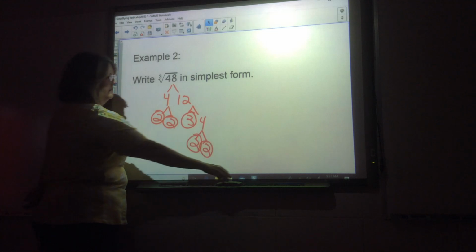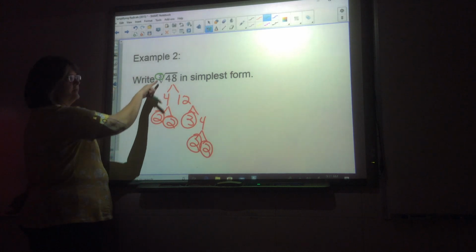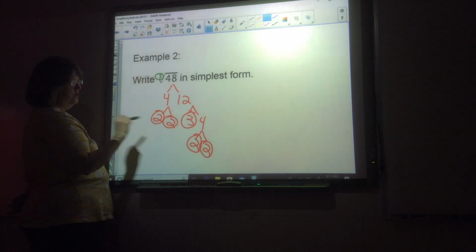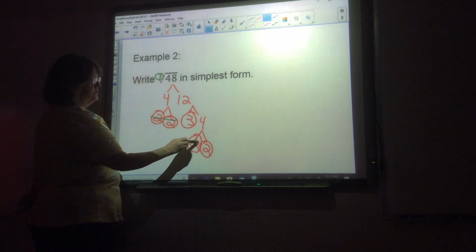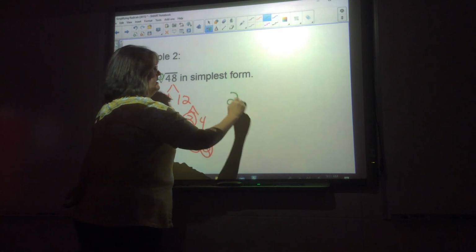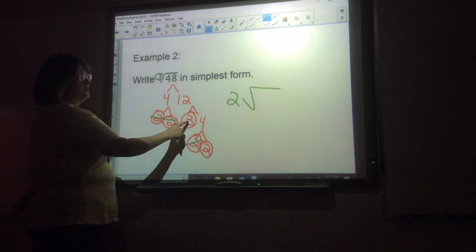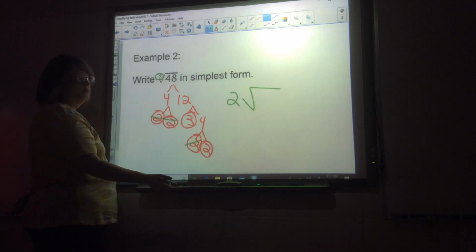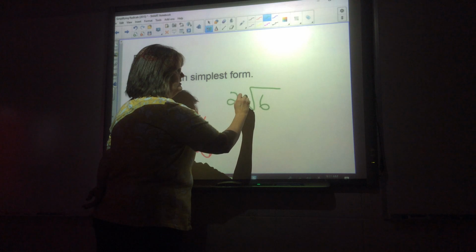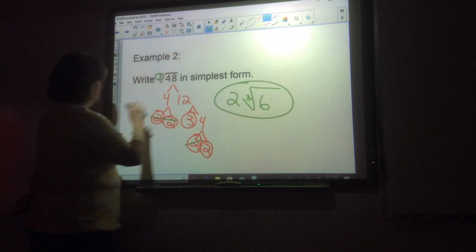All right. Now, this time, instead of it taking 2 of the same number to bring one out, it takes 3 of the same number. So I've got 1, 2, 3 2s. Okay, so I'm going to bring a 2 outside. Now, I happen to have more than one number left inside, like I mentioned in the last step on that first example. So I've got 3 times 2, which remains inside. So this is 2 cube roots of 6. Let's go to the next one.